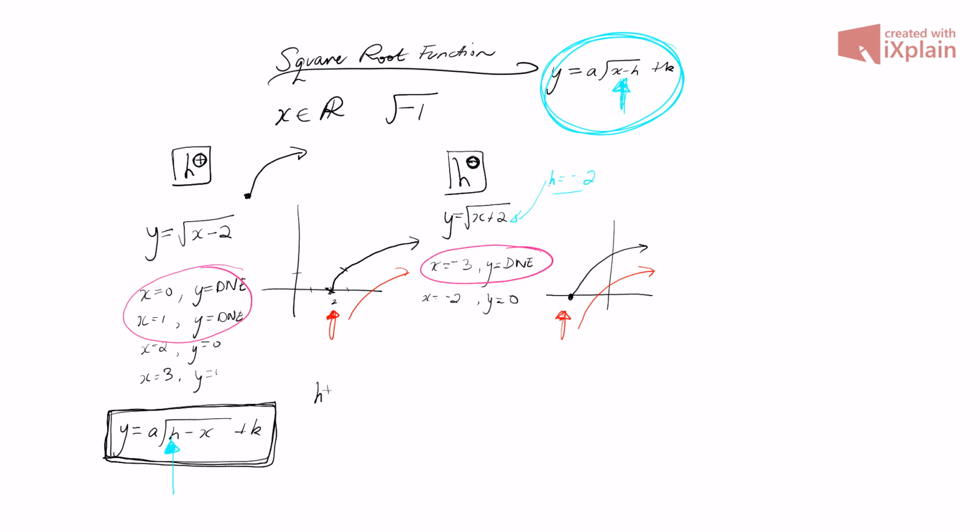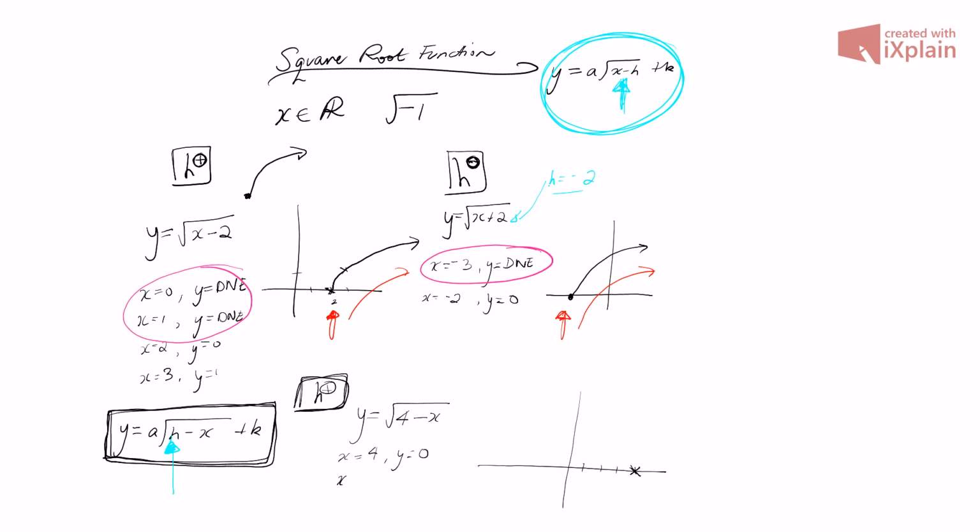Let's do a positive h. We'll only do a positive h with this one. So let's have a look. y equals square root of 4 minus x. Let's have a look at what that looks like. x equals 4. Substitute x equals 4 and 4 minus 4 is 0. Square root of 0 is 0. That's our first value.